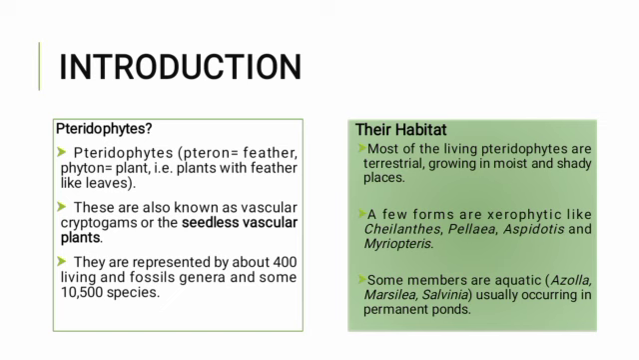Now, where do we find pteridophytes? Most of the living pteridophytes are terrestrial, growing in moist and shady places. A few forms are xerophytic, that is, they are found in arid or dry places. Some pteridophytes are aquatic, like Azolla, Marsilea, and Salvinia.